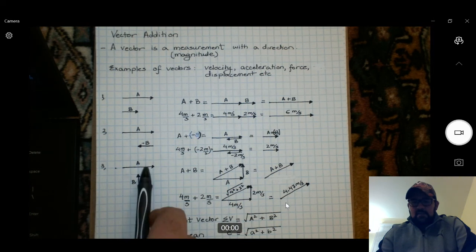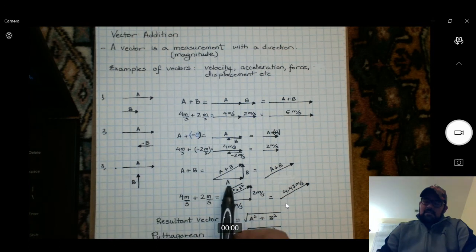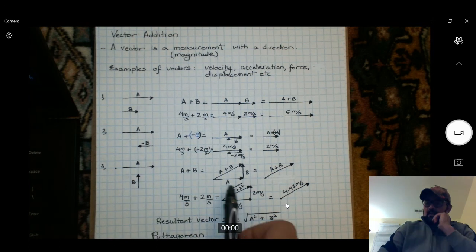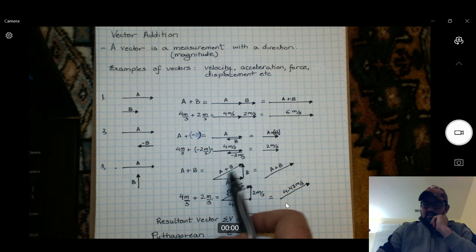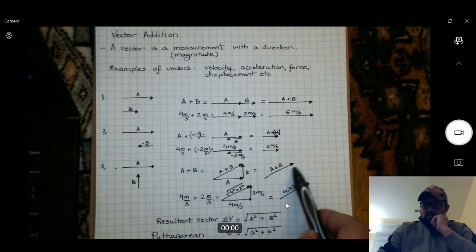Now, if two vectors are perpendicular to each other, we discussed this in class briefly. You're going to place the vectors head to tail, as I've shown you, and then you can use the Pythagorean theorem to find the resultant vector. That's going to be the hypotenuse. So the resultant vector is going to look like this.